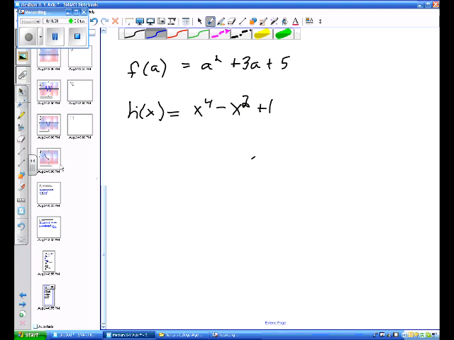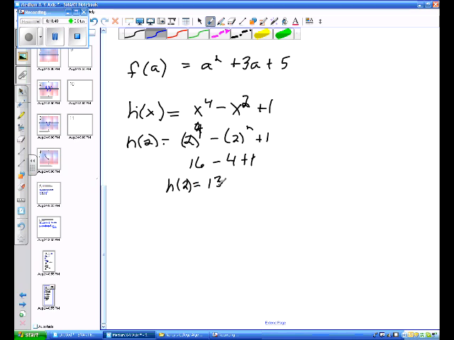Plus 1. And we could be asked to evaluate it at different values of x. So maybe we want to find h of 2. So we would substitute in for x. We would substitute in 2 and have 2 to the fourth minus 2 squared plus 1, which would give us 16 minus 4 plus 1, which would be 13. And you can write it in this way, that h of 2 equals 13.